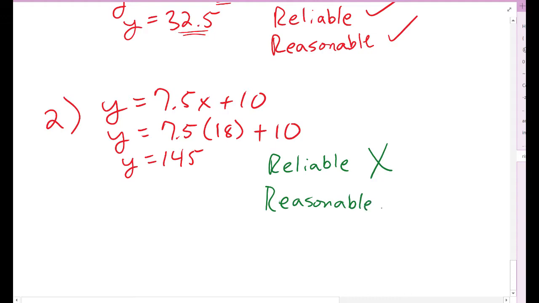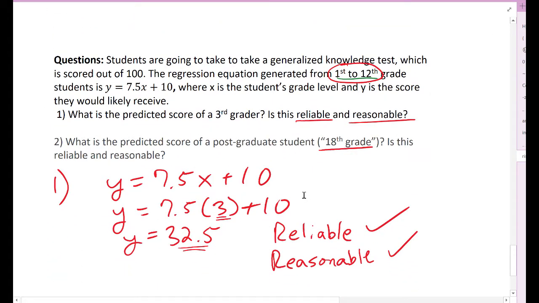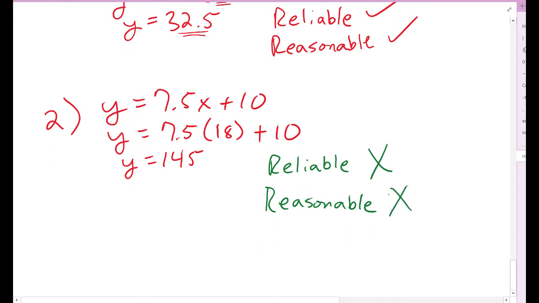Is our answer reasonable? Well, if this person was in 18th grade, based off our model, they could score 145. Is it possible to score 145 on a test that has a max of 100? You can only score 100 as a maximum score. So in this case, 145 is not reasonable because you cannot score 145. And what this illustrates is the dangers of extrapolating, of going too far with your model. You must always be cognizant of what your model can and cannot tell you. All right, see you guys in the next video.